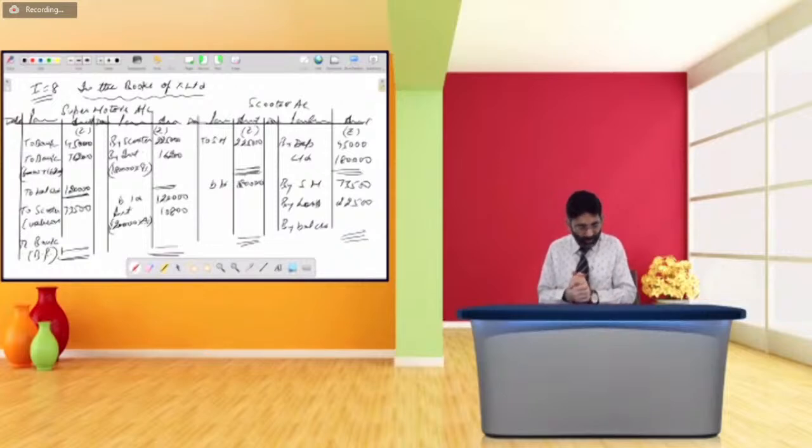So one scooter left, exactly one scooter left, and that has been purchased by me. Now nothing will remain due because I have made the payment to bank. Whatever is the balance, I have paid it. So the matter is closed in this case. Otherwise, it may be to balance carried down, and later on we may continue for making payments.